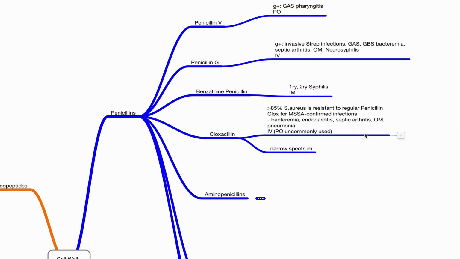So in the scenario of bacteremia, endocarditis, septic arthritis, osteomyelitis, and pneumonia, if it's MSSA, that's the bacteria, then we use cloxacillin. And I'm referring to the IV form. There is an oral form of clox, but it's uncommonly used in hospital for these indications. Cloxacillin is a relatively narrow spectrum medication, so we try to put patients on it when that's appropriate.